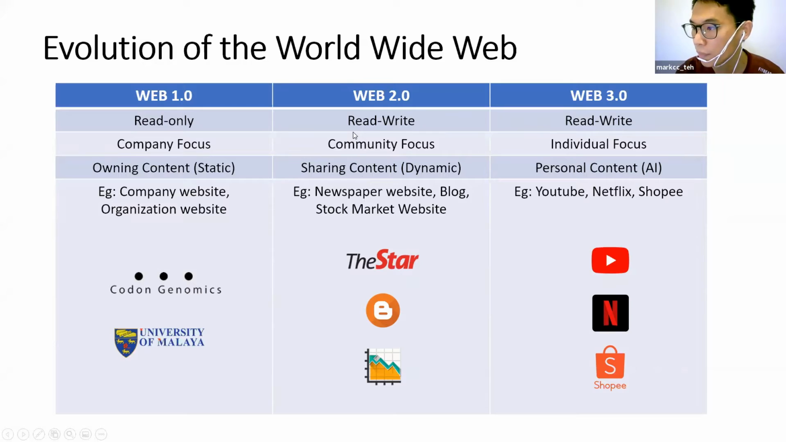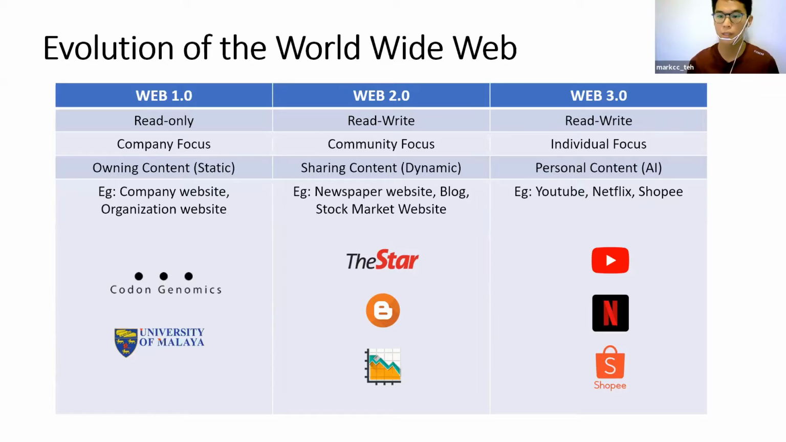And the other one is web 2.0, when web technology improved, the browser improved, the internet improved, and we can do more stuff, which we call a dynamic website. For example, dynamic websites are The Star newspaper website. The content from this kind of website keeps on changing.